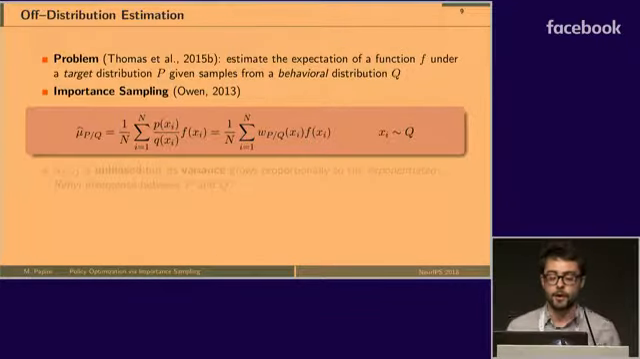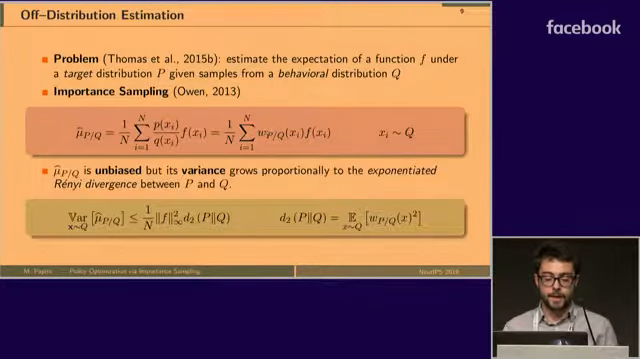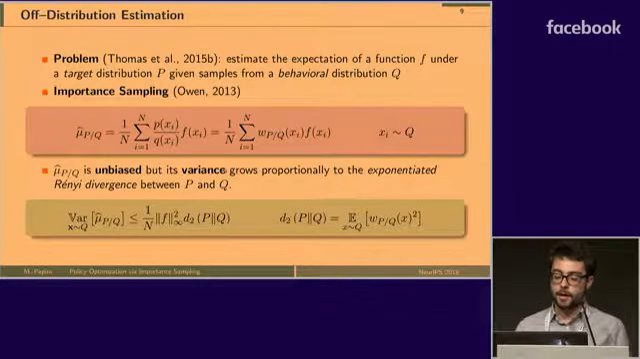Let's look into this. So we have data from a behavioral distribution. Here is Q, which can be our current policy. We want to evaluate a function, the performance, in expectation under a different distribution P. That can be any candidate policy we care about. Now, the importance sampling estimator is just a weighted Monte Carlo estimator, where the weights are probability ratios. This is an unbiased estimator, but these weights can introduce a very large variance, which grows exponentially with the distance between the two distributions.